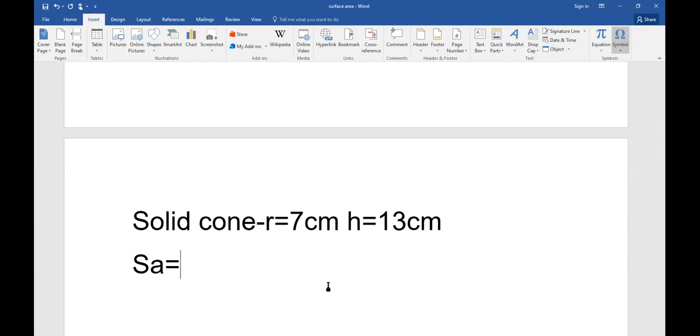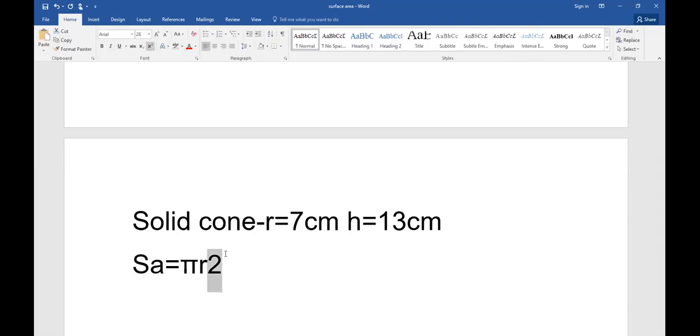Pi. Someone is making some noise there. I think it's a background noise.